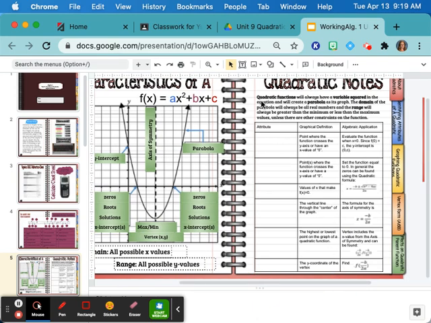Okay, let's look at this. It says quadratic functions will always have a variable squared in the equation and will create a parabola as its graph. The domain of the parabola will always be all real numbers, and the range will always be greater than the minimum or less than the maximum values, unless there are other constraints on the function. So let's look at our first definition.